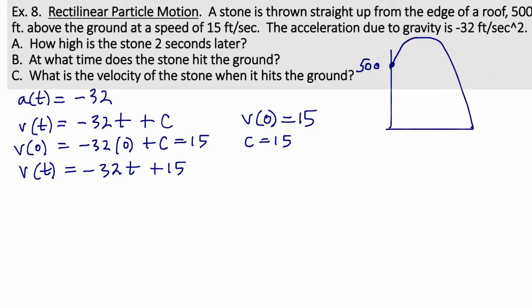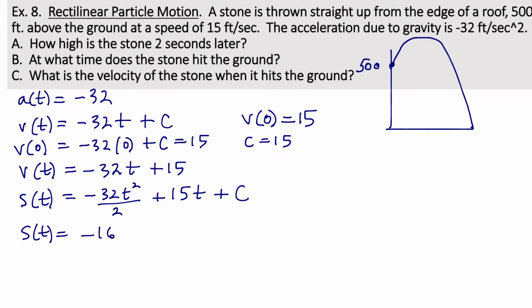All right, now from there, if we take the antiderivative of the velocity function, we'll get the position function, because the derivative of the position function is the velocity function. So we go up in the power and divide by that number, and then add a constant. So I have S of t is equal to negative 16t squared plus 15t plus c.